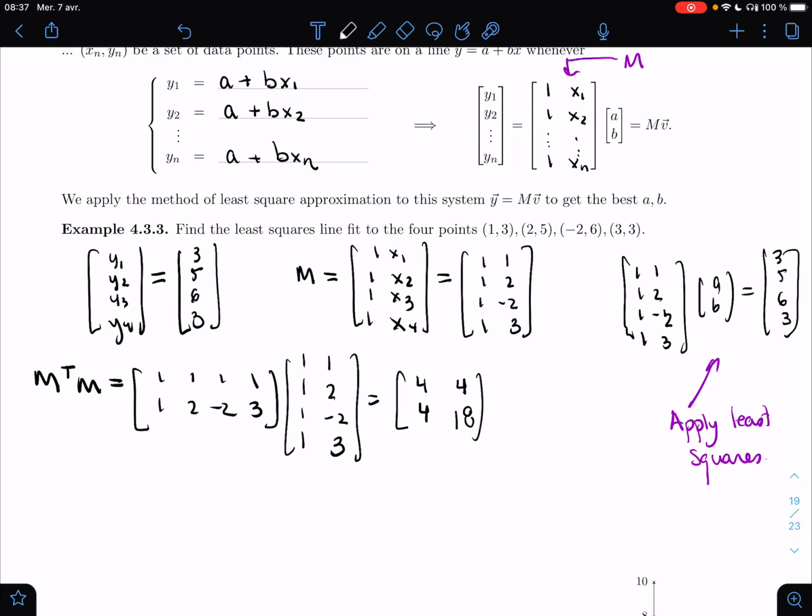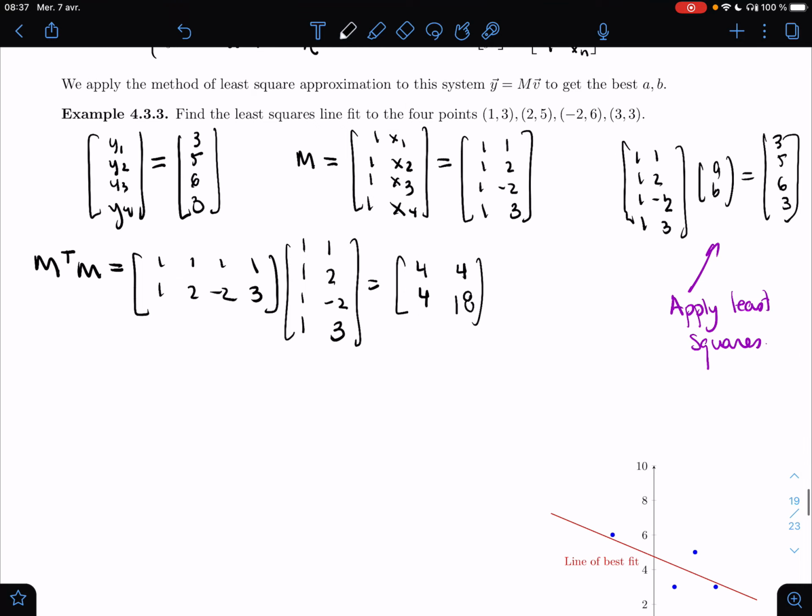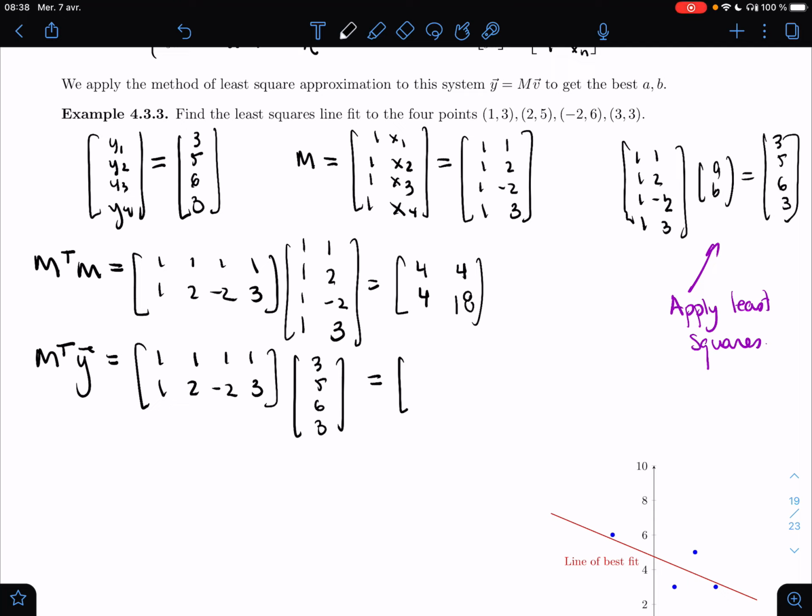Alright, so that's the matrix of this associated normal system. I'm going to look at M transpose y. Remember, y is playing the role of the constant vector here. So 1, 1, 1, 1 over 1, 2, -2, 3, and then y was 3, 5, 6, 3. And so I get 3 plus 5, 8, plus 6, 14, plus 3, 17. And then 3 plus 10, that's 13, minus 12, that's 1, plus 9, that's 10.